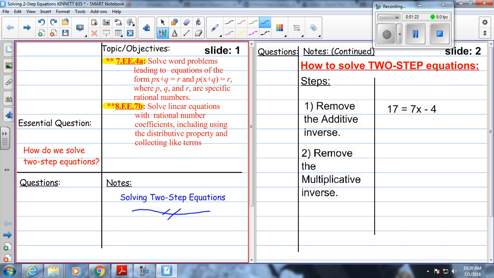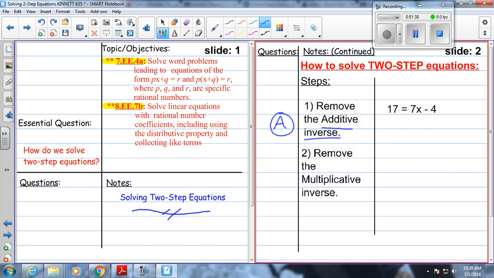So step one is we're removing our additive inverse. And I'm going to mark an A usually when I do the additive inverse step. And remember, what is an additive inverse? You thought I was going to tell you the answer. Remember, I don't do that. I don't want to ruin that learning experience.